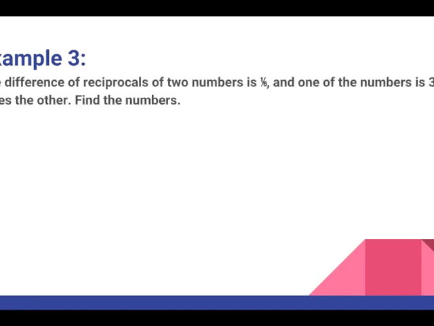Alright, let's try one more of those together and then I'll have you guys do one on your own at the end. So this problem tells us that the difference of reciprocals of two numbers is 1/6 and one of the numbers is 3 times the other. Find the numbers. So I want you guys to just take a second and look at this problem and think about what's different between this one compared to the one we just did.